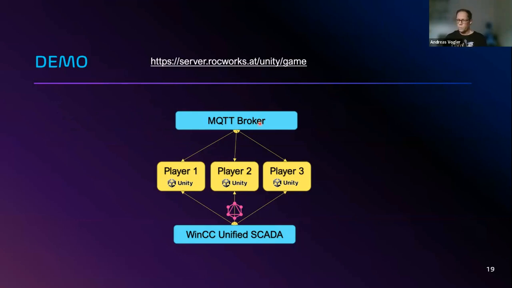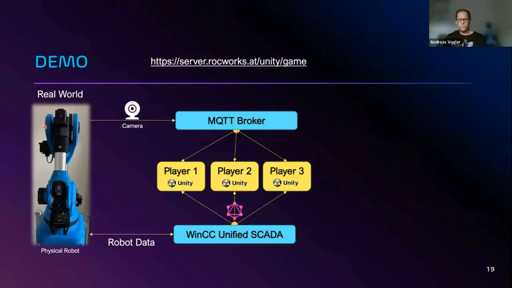Yeah, and what is the demo about? We have on the top the MQTT broker. It's in the cloud, it's a HiveMQ instance. On the bottom, we have the WinCC Unified SCADA system, where we also get data. I also have here a physical robot next to me. And we connect the robot to WinCC Unified. That can be done easily. SCADA systems are made for that. On top, we also have a camera, so we can also see the real robot. And the pictures are transmitted over the MQTT broker.